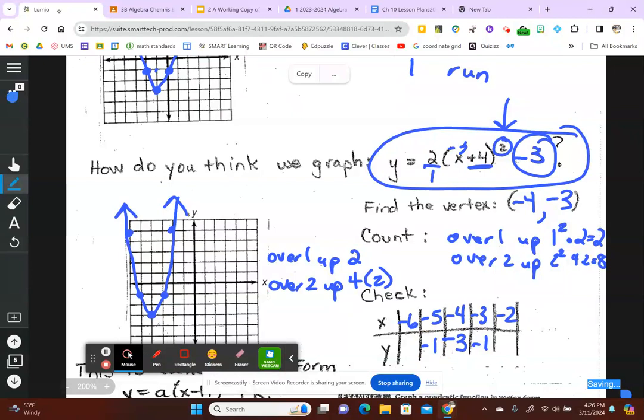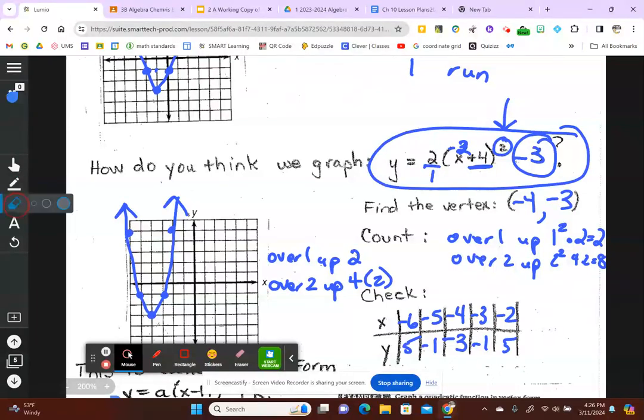Then I can plug in a -2. -2 plus 4 is 2. 2 squared is 4. 2 times 4 is 8 minus 3 is 5. And if you look over here, this is -2, 5. This is -6, 5, and the points match.